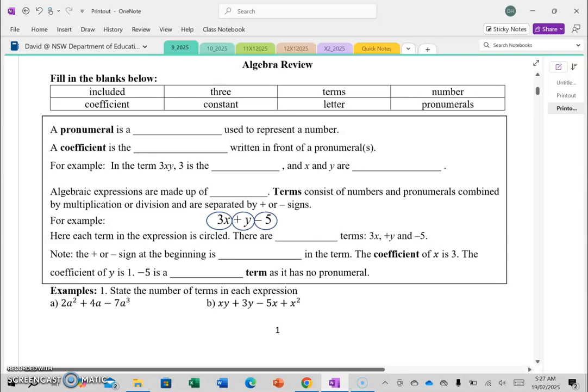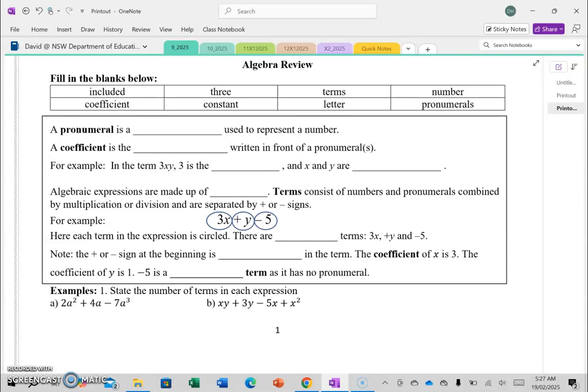Let's jump straight into it. Let's fill in the blanks. A pronumeral is a letter that is used to represent a number, or it could represent several numbers, in which case it's called a variable. Variable, if it can represent several numbers. Coefficient is the number that's written in front of any pronumerals. For example, in the term 3xy, 3 is the coefficient. x and y are the pronumerals.